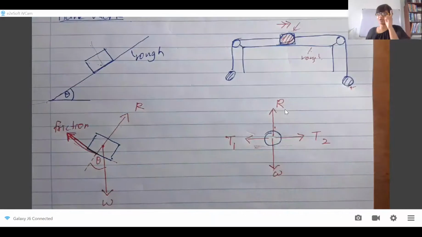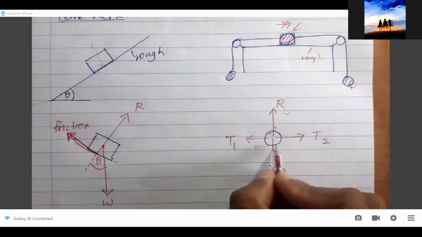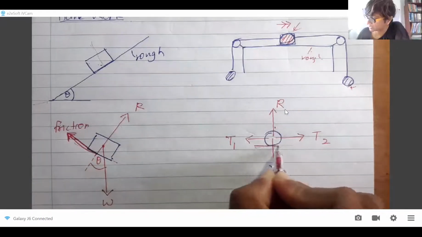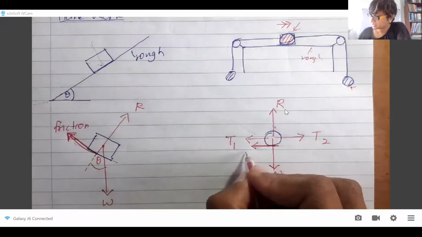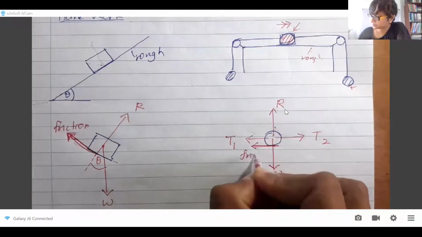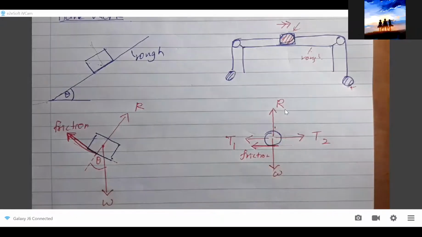Then there would also be friction acting here. In what direction? In the opposite direction of motion. And where do you mark it? Down here. Downward. Different line of action. So this is friction. Miss, aren't we supposed to mark the direction of motion also?